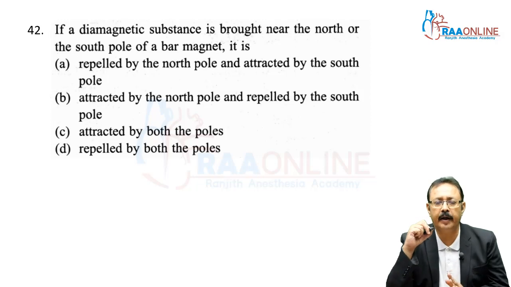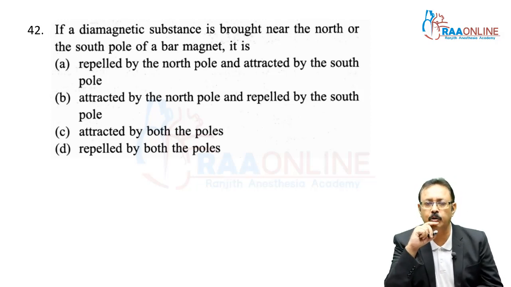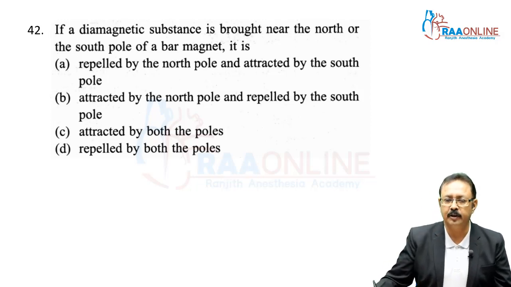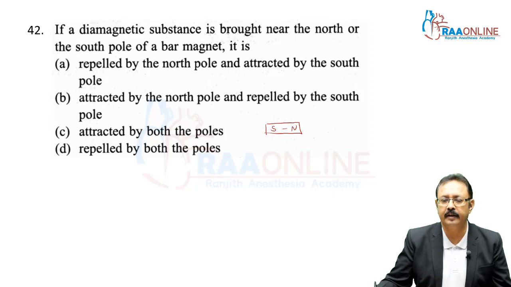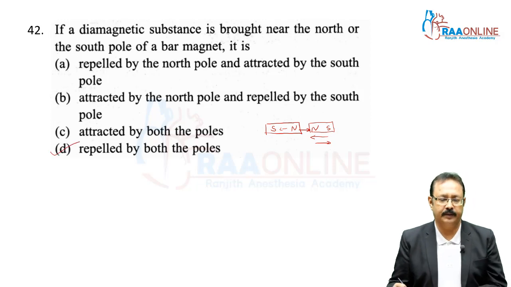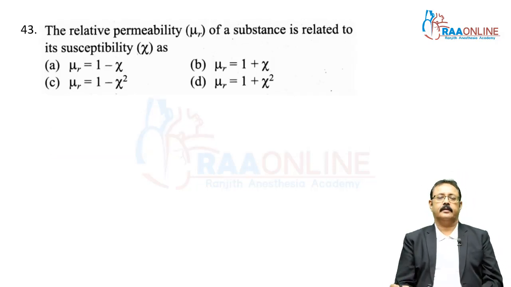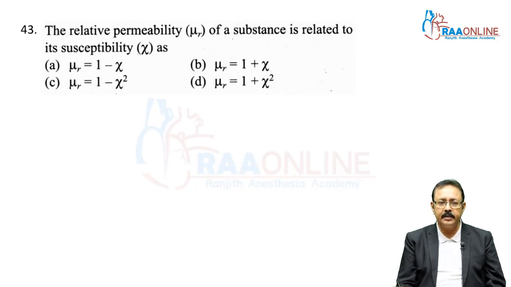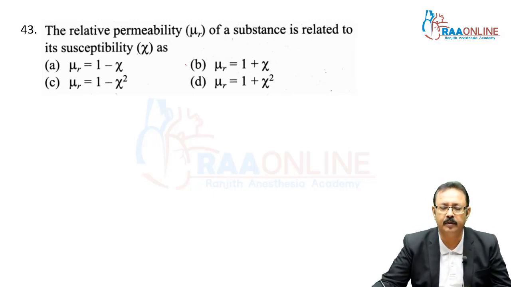Next, if a diamagnetic substance is brought near the north or the south pole of a bar magnet, it is, we know that diamagnetic substances are always magnetized in the opposite direction. Suppose one magnet is this. Its magnetic field is in this direction. It is a diamagnetic substance. Its magnetic field will not be in this direction, it will be in this direction. So north will be this, south will be this. So they will repel. It means repelled by both the poles. Next, the relative permeability of a substance is related to its susceptibility. We know that mu r is 1 plus susceptibility. So we will go with B.